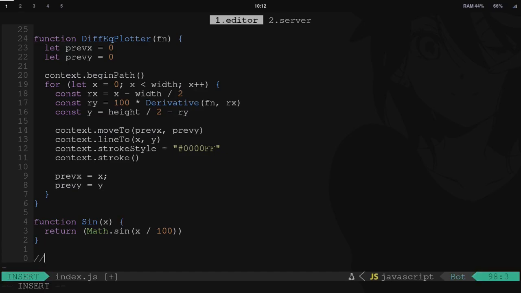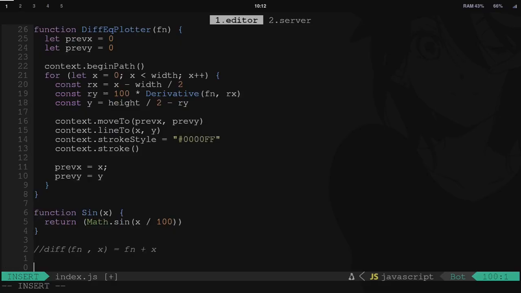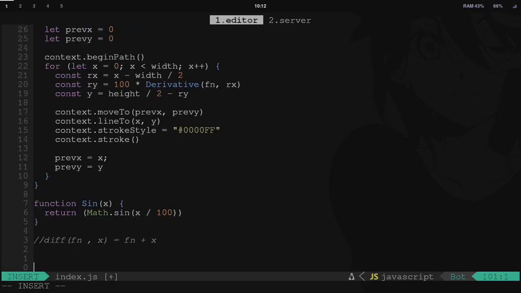Now for plotting a differential equation, the equations are majorly like dy upon dx is some function of y. So in our scenario, differentiation at x is differentiation of function at x, which will be function plus x. So we want to draw this thing. How are we going to draw it? That's the thing we want to know.